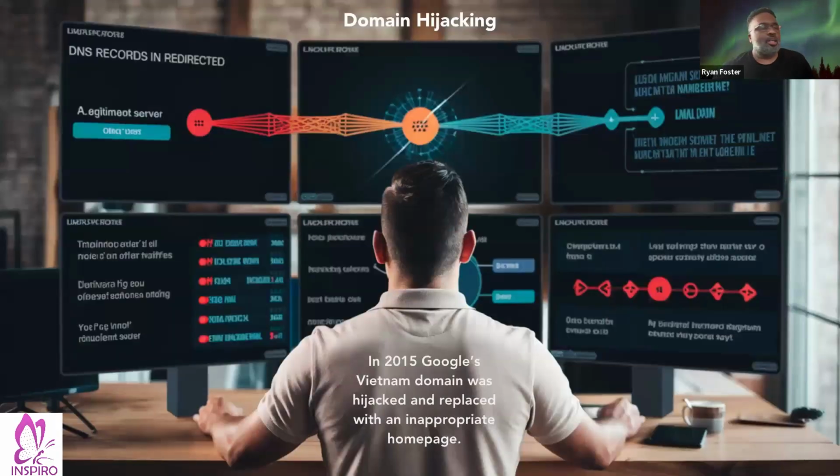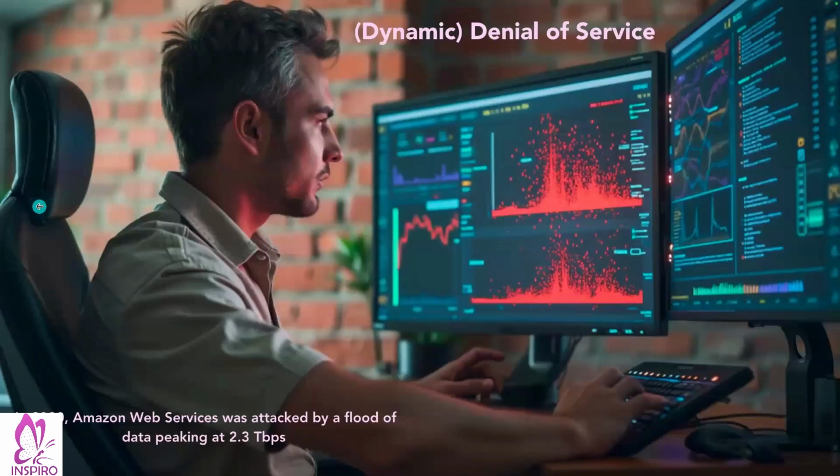The next kind of attack is... Sorry, Ryan, I've got a question because I'm just surprised that someone like Amazon can actually get hacked. It's shocking. Oh, wow. No, so yeah.